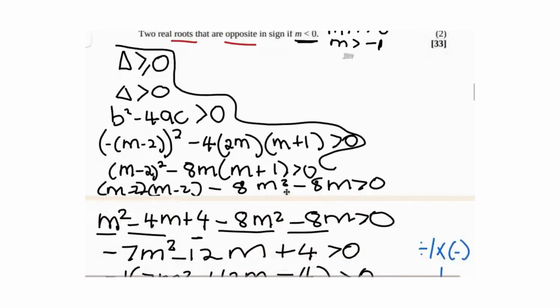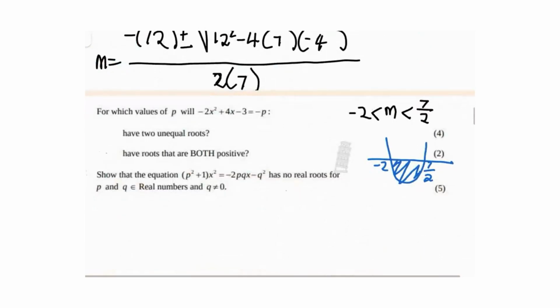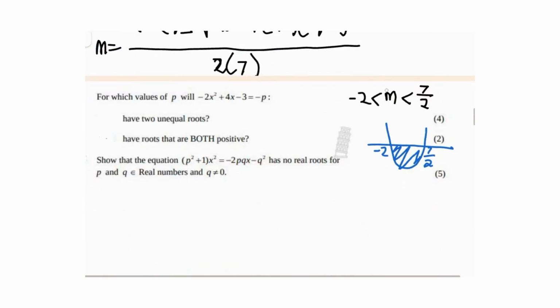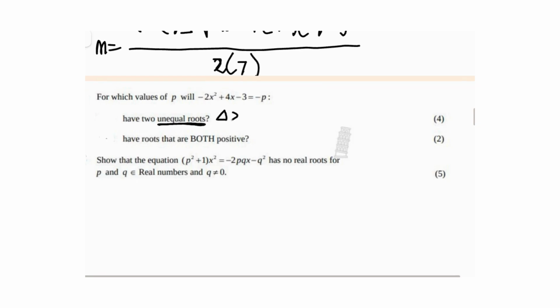We are now going on to the next question, which is: for which values of p will negative 2x squared plus 4x minus 3 equals negative p have two unequal roots? Unequal roots. What do you know about unequal roots? Unequal roots means delta is greater than 0. This means b squared minus 4ac is greater than 0.